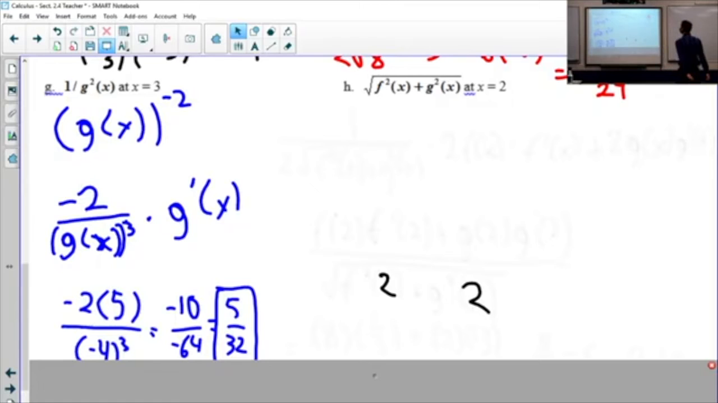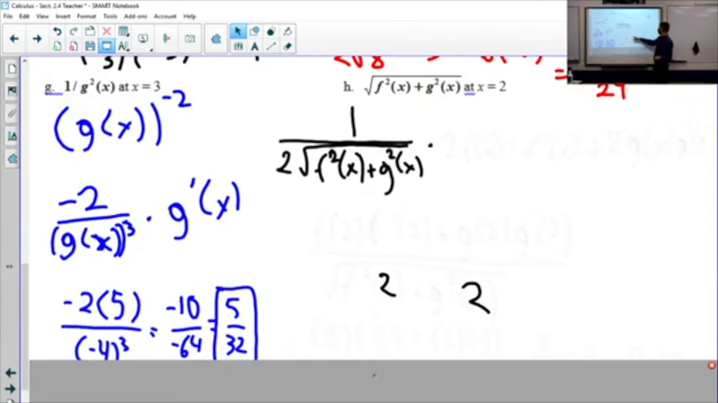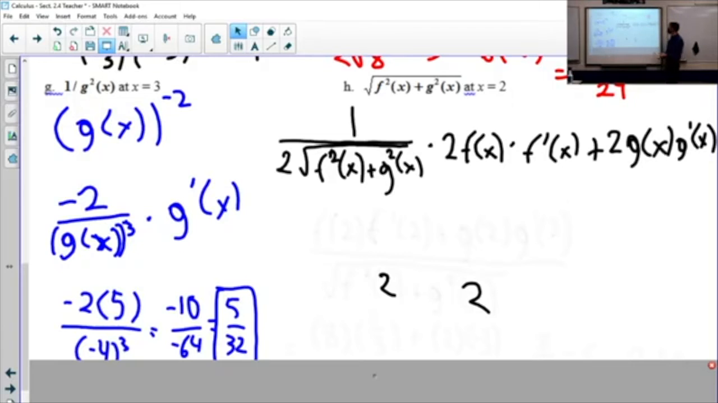And the last one of these, I have the square root of f squared of x plus g squared of x. That is going to be a chain rule in a chain rule. So first you need to deal with the square root: 1 over 2 times the square root, times the derivative of the inside part. That means we need to deal with f squared of x plus g squared of x. So the derivative of f squared of x is 2 times f of x times the derivative of the inside part. Same for g squared of x: 2 times g of x times the derivative of the inside part.